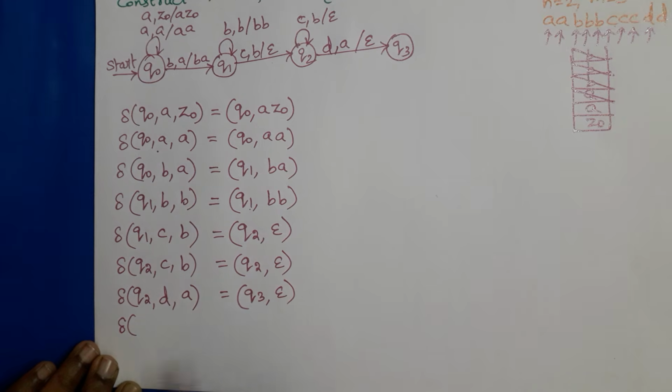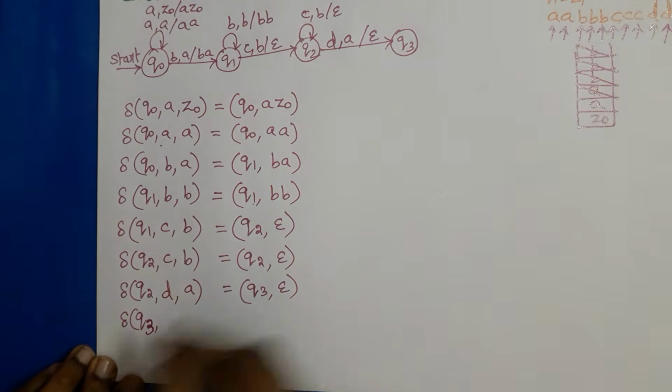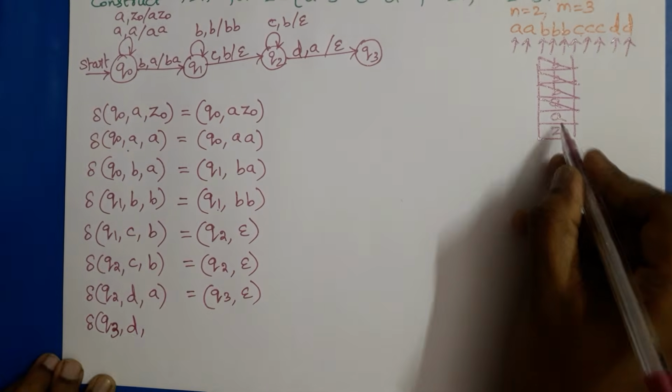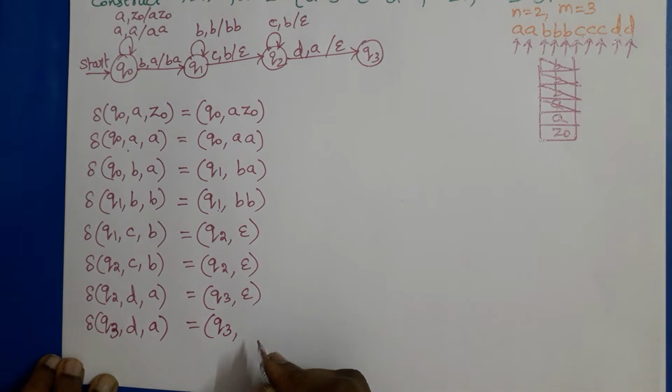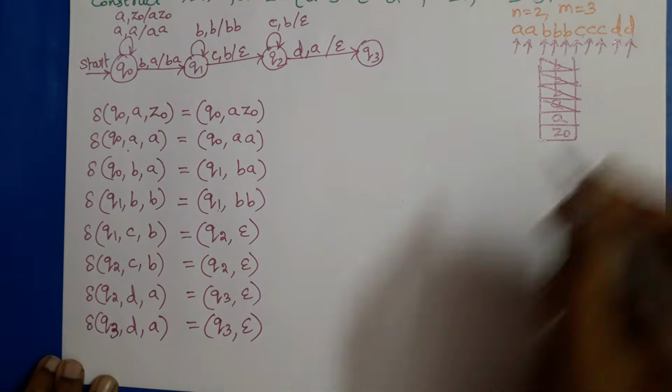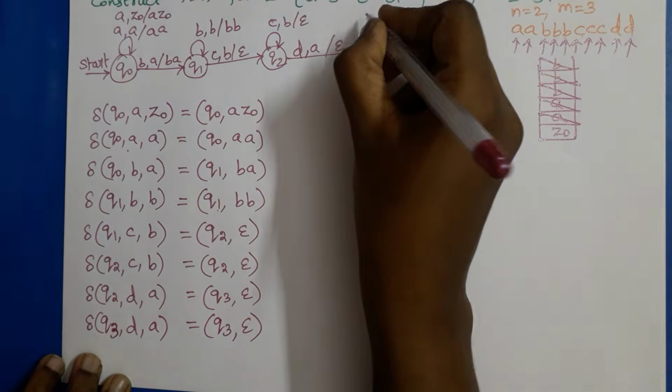Then for the repeated pop we need to write Q3 to Q3. Current state is Q3. Next input is D, and the top of the stack is A. So we remain in the same state Q3 and do a pop operation. So this is also popped. So Q3 to Q3, D comma A slash epsilon.